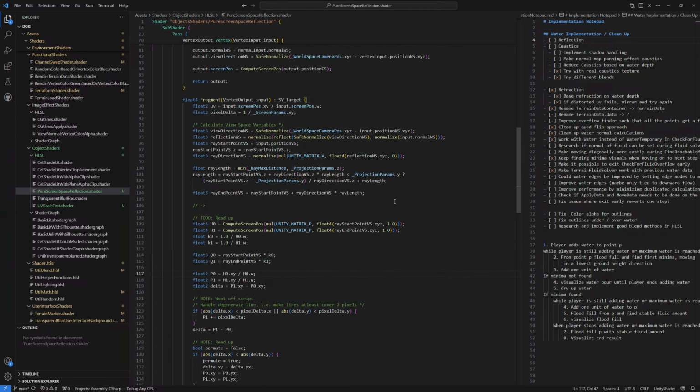So let's see. We have two options here. We could try and rework our start point, direction, and end point in such a way that we are working with positive Z values, or we could change the comparison here to take into account that we're going in the negative direction.